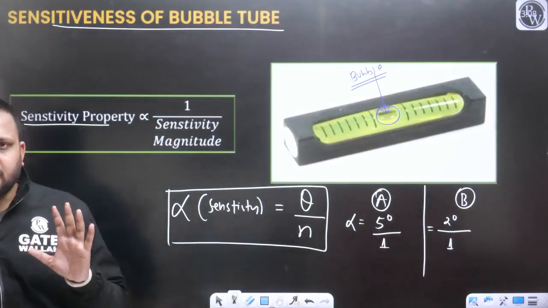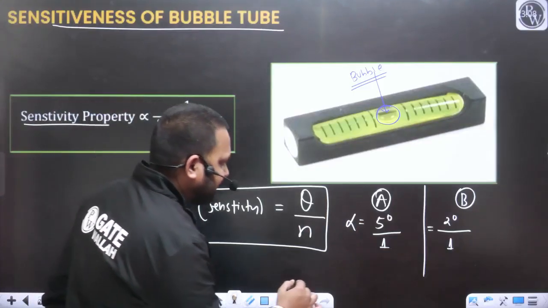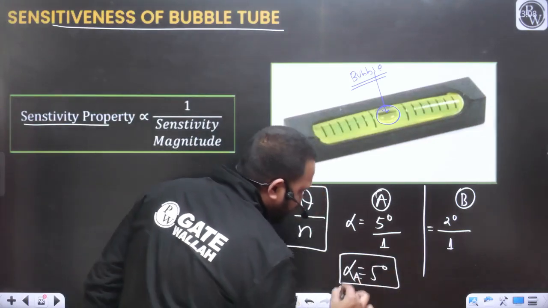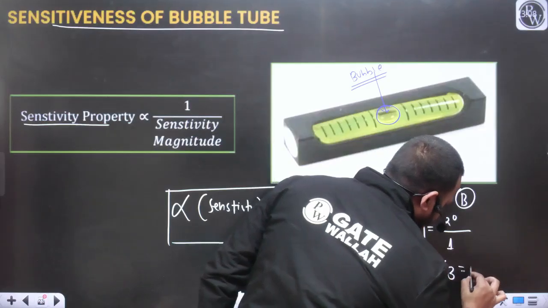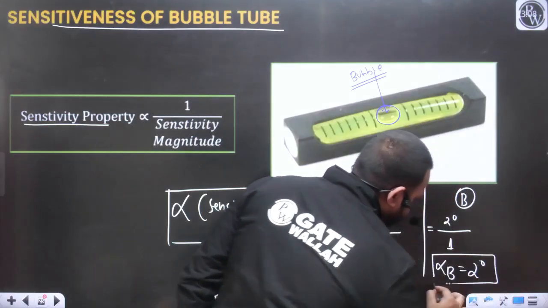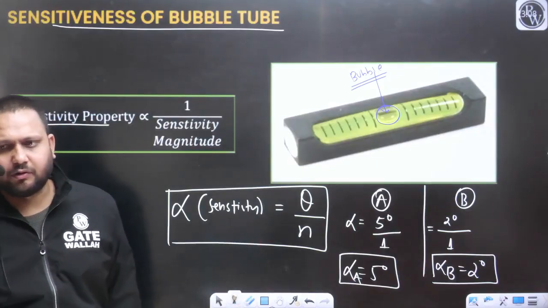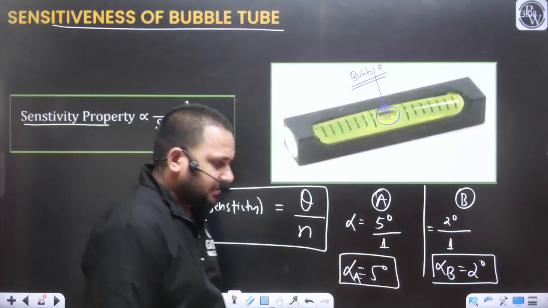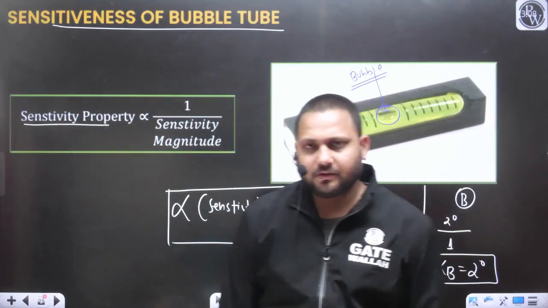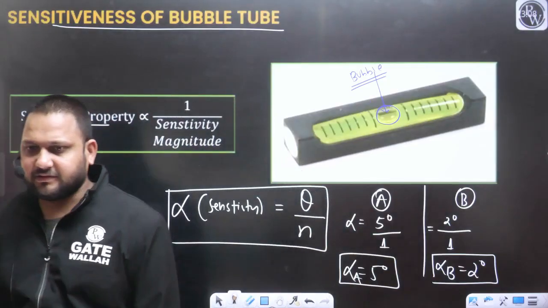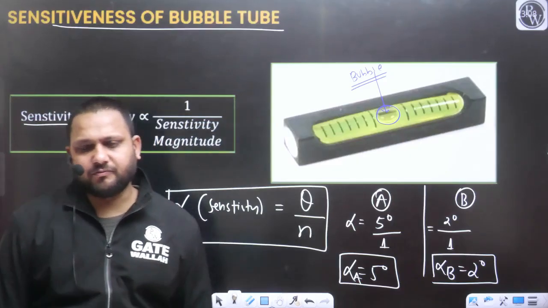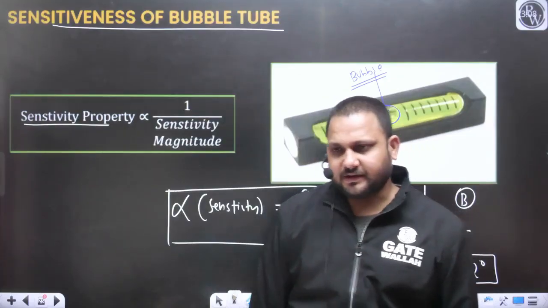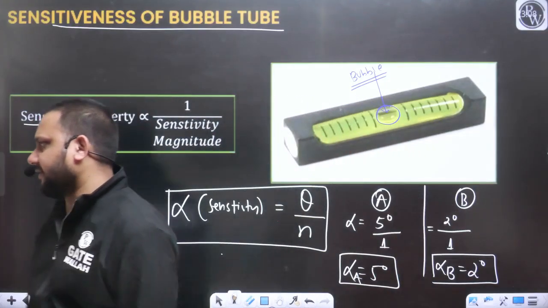If I talk about the magnitude, you will say, sir, the sensitivity is going to be 5 degrees for bubble tube A, and the sensitivity for the other bubble tube will be equal to 2 degrees. Yes or no? This is the conclusion that we can draw with the help of this example.